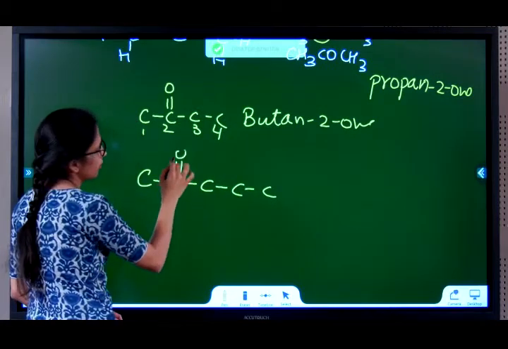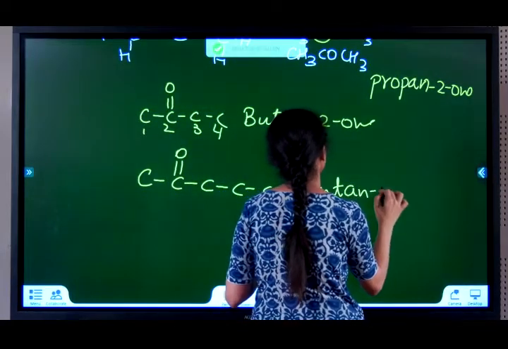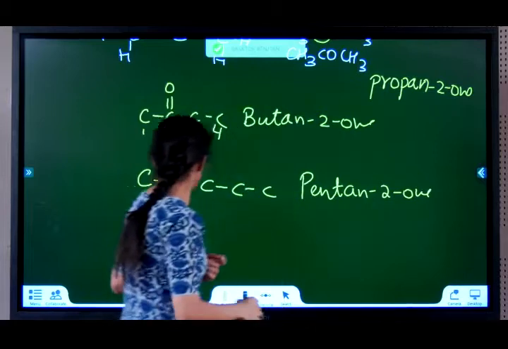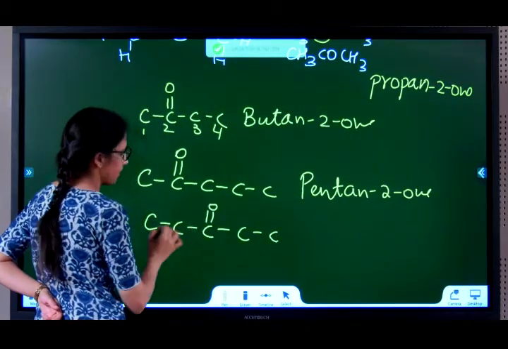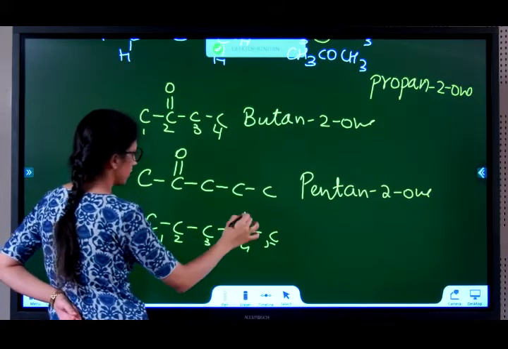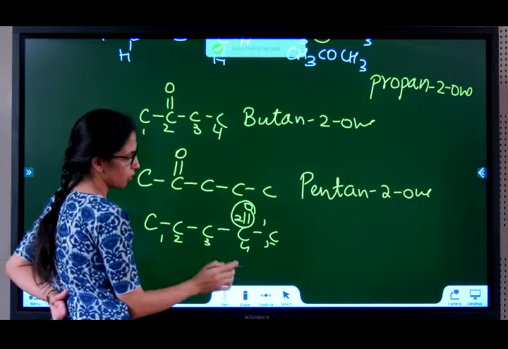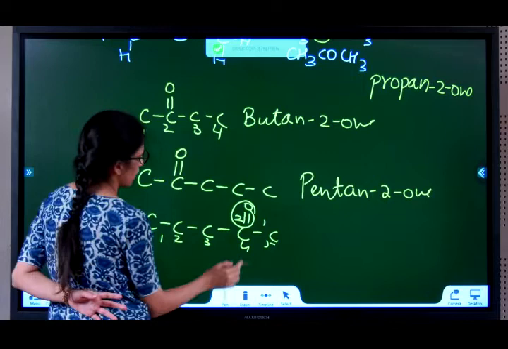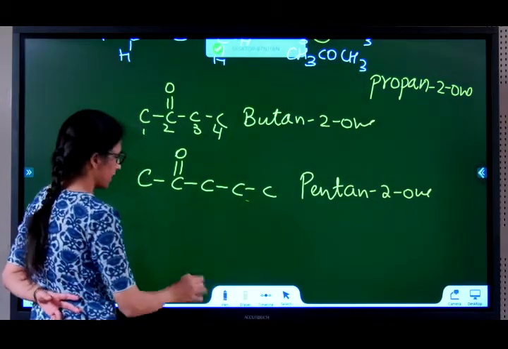Now go for pentane. If I put double bond O here, pentan-2-one. If I put double bond here, pentan-3-one. If I put double bond here, 1, 2, then it's still pentan-2-one. So pentan-2-one is possible, pentan-3-one is possible.